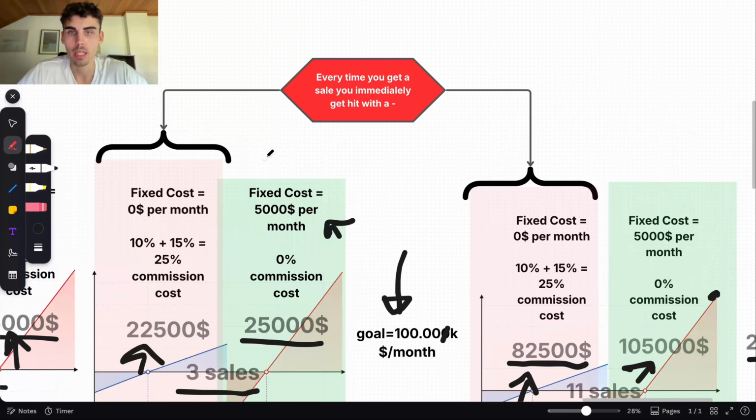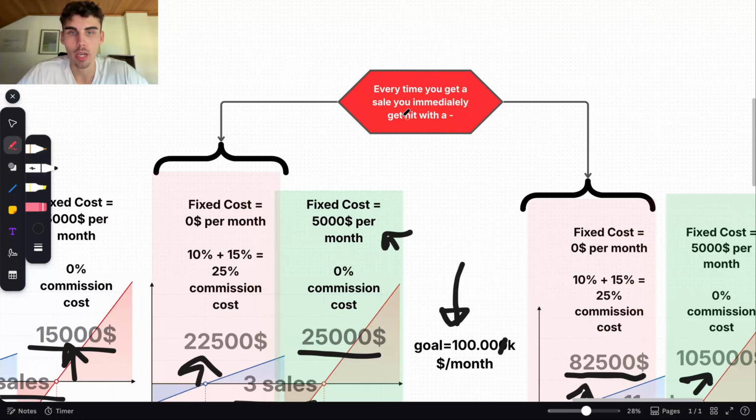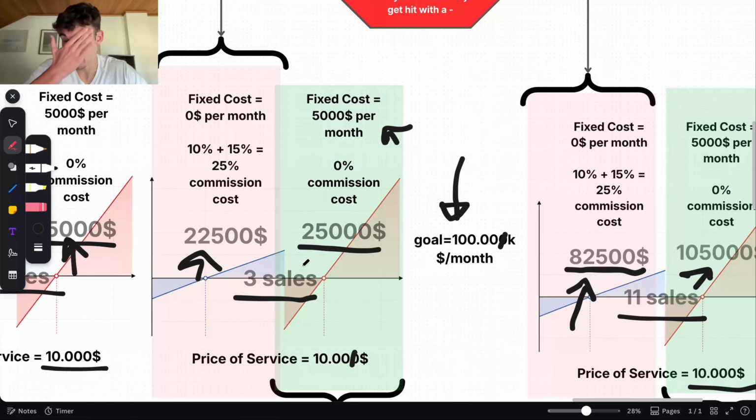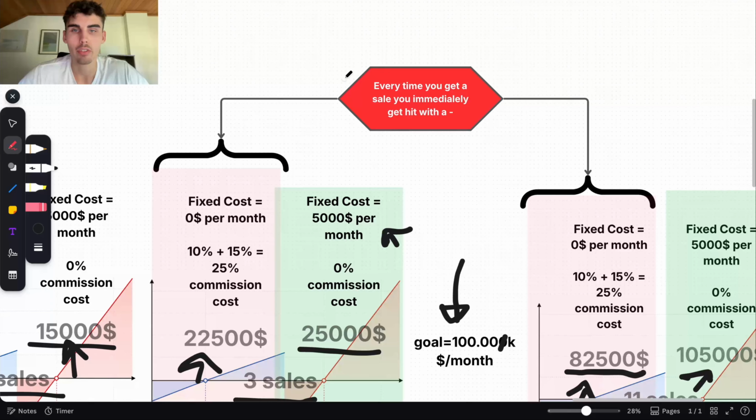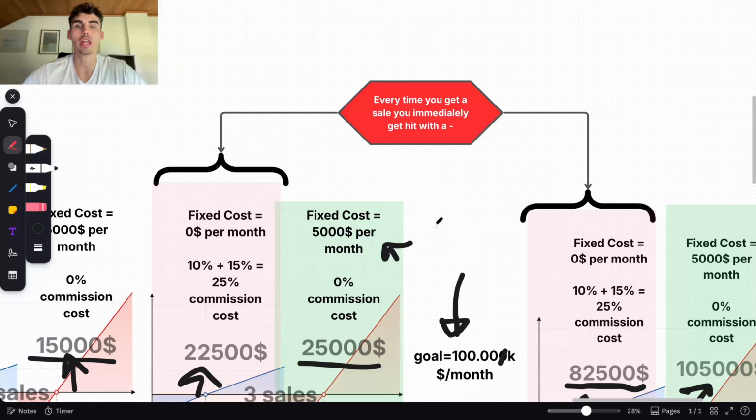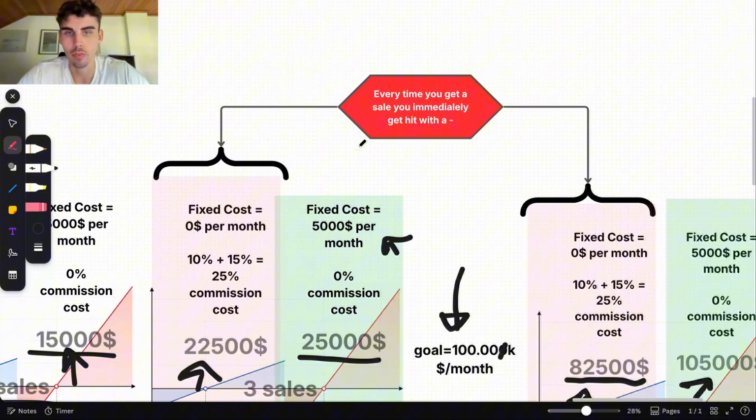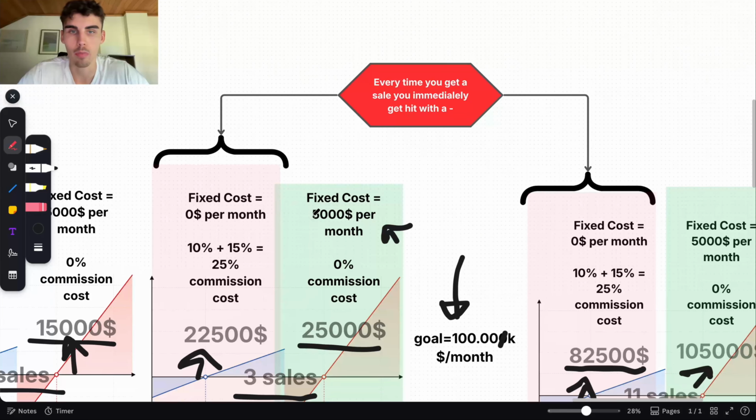Well, what this does for us is every time you get a sale, so now you're making sales, you get 3 sales right here, you get 11 sales right here, every single time. So again, think about it psychologically, what this does to you. Every time you get a sale, you immediately get hit with a minus. So let's say you made a sale right now today, you close somewhere for 10K, you're happy, but like a second after that, you remember, oh, I have to pay my seller, I have to pay my closer, and that gets me down to 7,500. And I'm already down like 2.5K just because of the structure of my business.